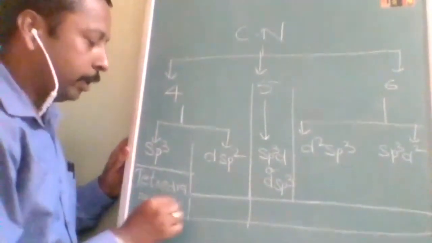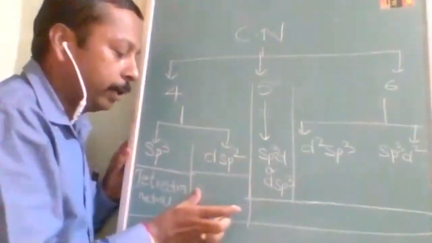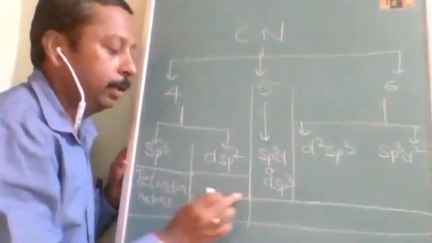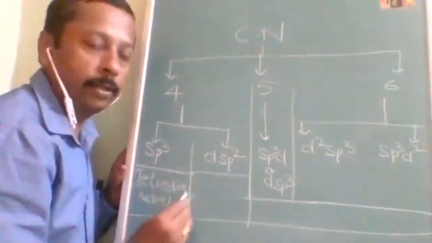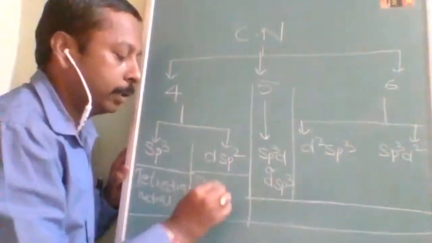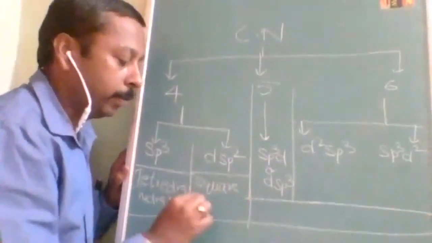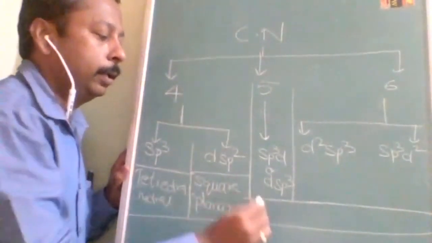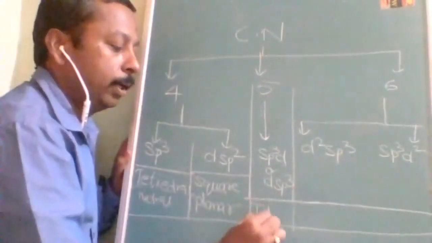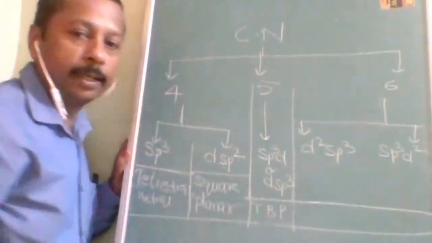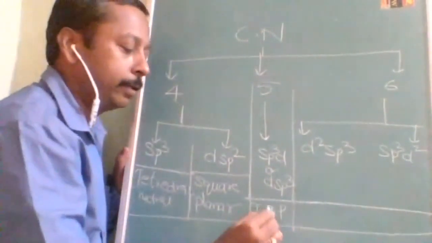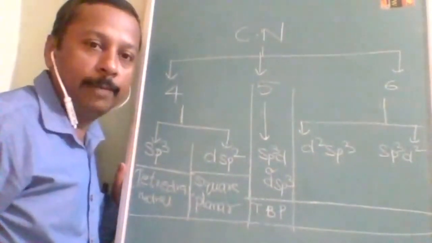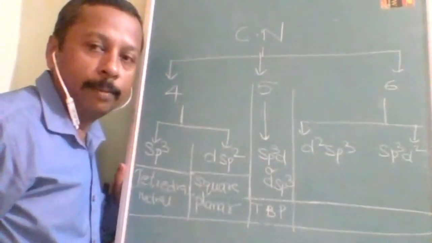And if the coordination number is 4, but the hybridization you find is dsp2, that means the structure is going to be square planar. And here it is trigonal bipyramidal. In the exam nowadays they have a fashion of writing it in short form, TBP. TBP stands for trigonal bipyramidal.